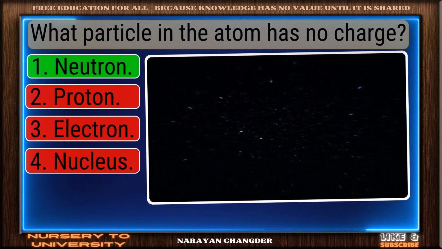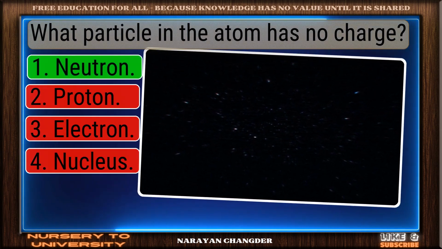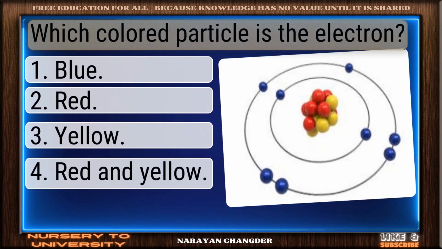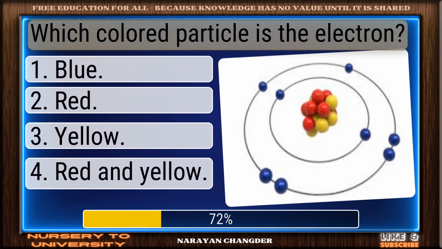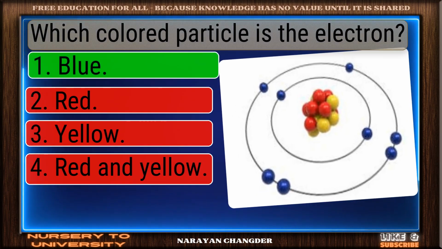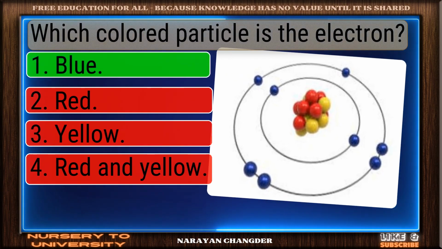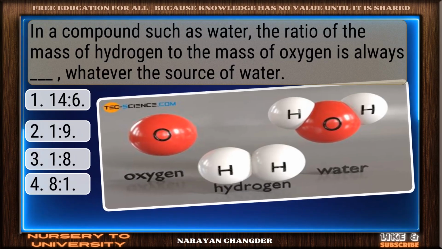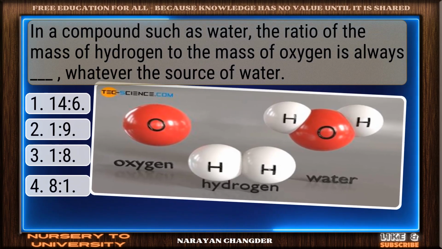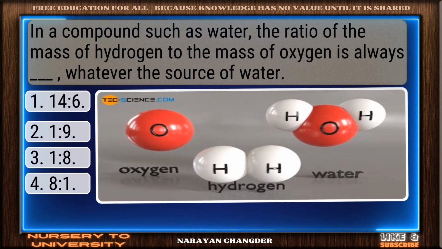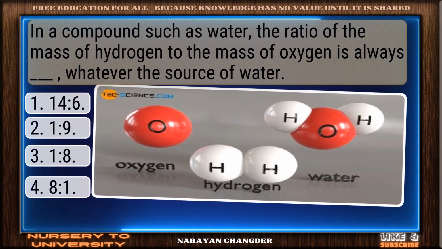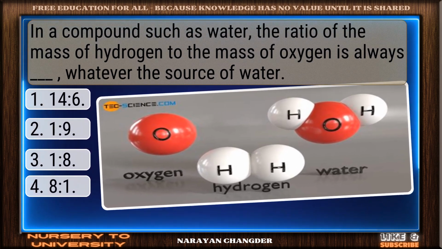Well picked. Neutron is the correct answer. Question number 34. Which colored particle is the electron? You got it. Your choice blue is right. Question number 35. In a compound such as water, the ratio of the mass of hydrogen to the mass of oxygen is always dash, whatever the source of water.